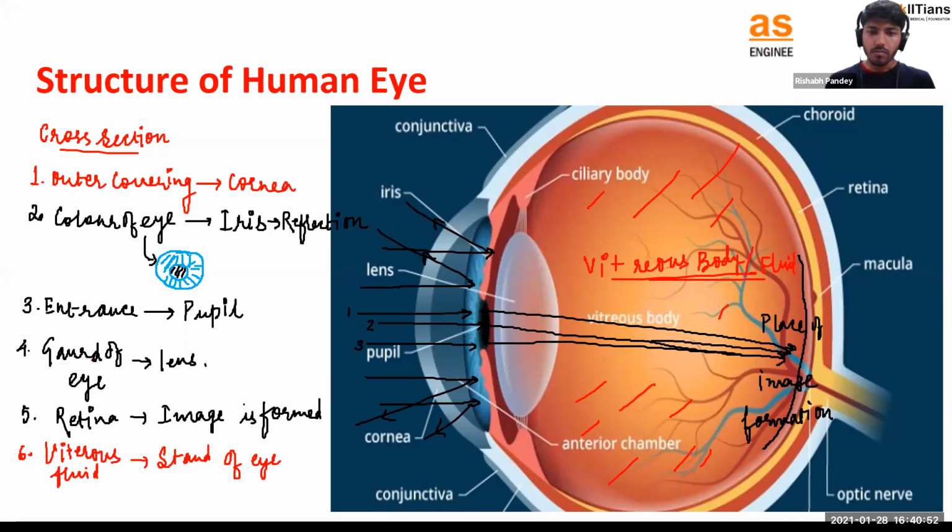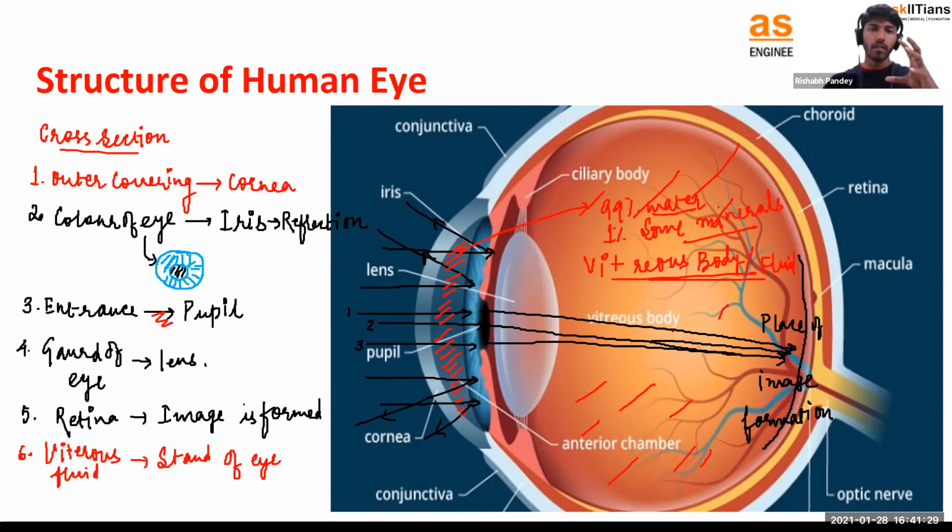Also, here we have a fluid-like structure. So there is not just one fluid, there are two fluids present over here. This part is also covered with fluid, and this fluid contains 99% water and 1% some minerals or vitamins.